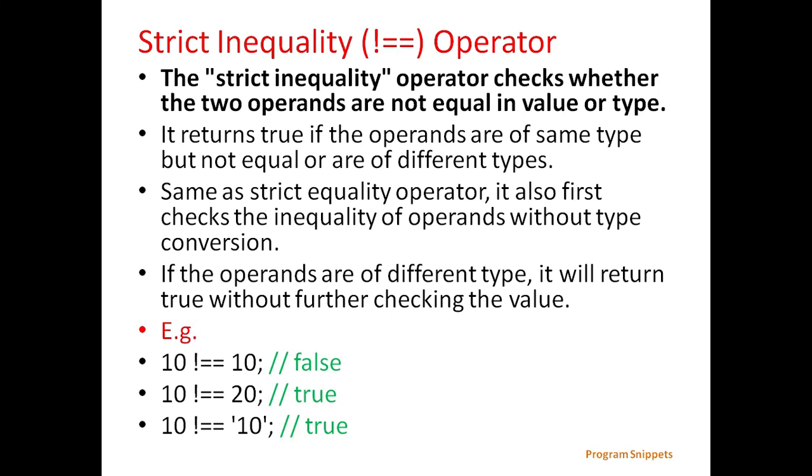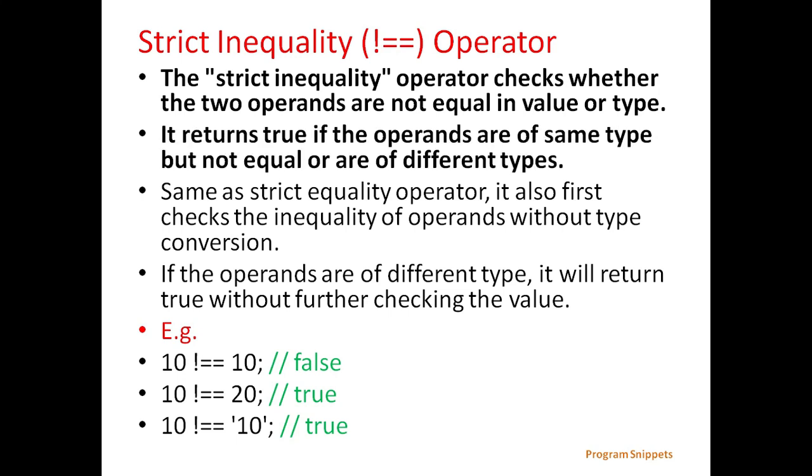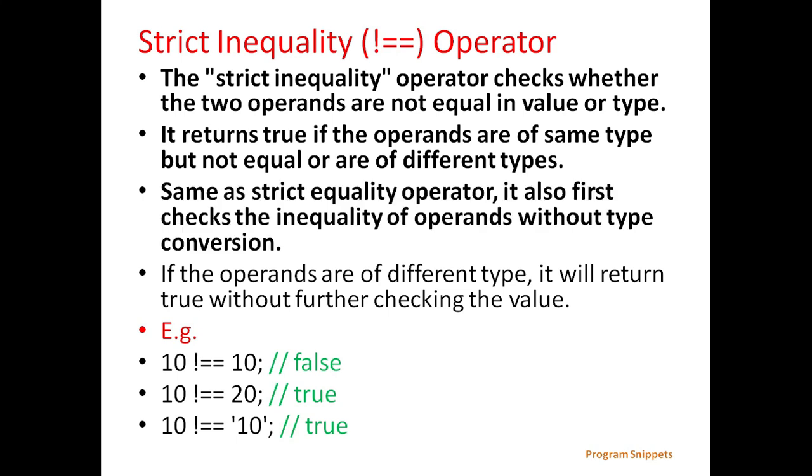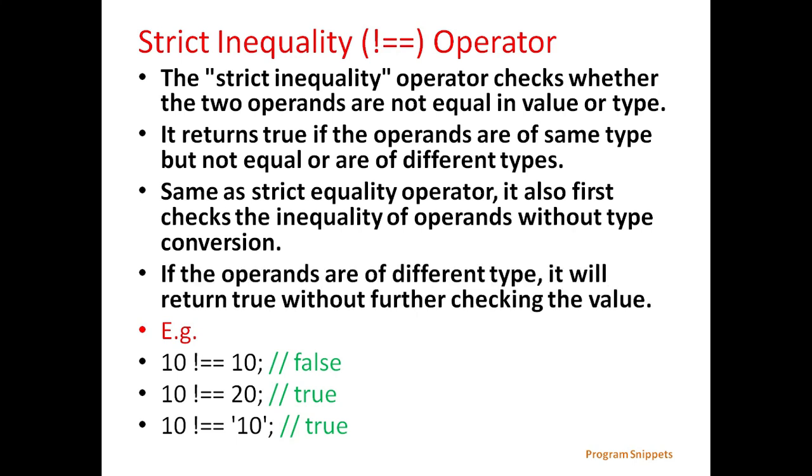The strict inequality operator checks whether the two operands are not equal in value or type. It returns true if both operands are of the same type but not equal, or of different types. Same as the strict equality operator, it first checks the inequality of operands without type conversion. And if the operands are of different types, it will return true without further checking the value.